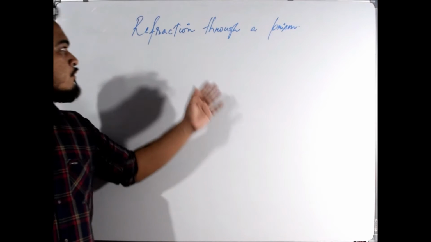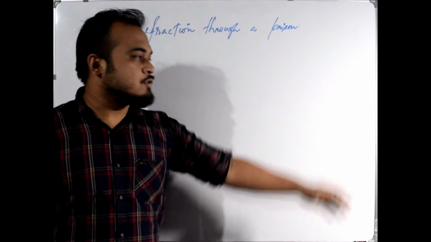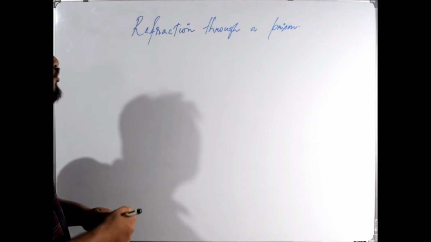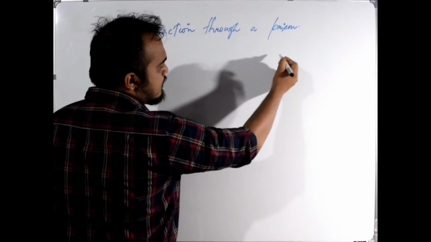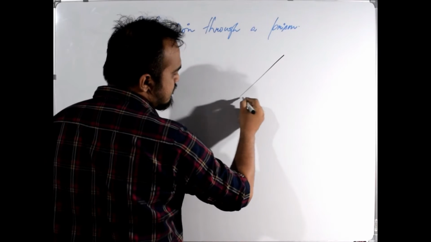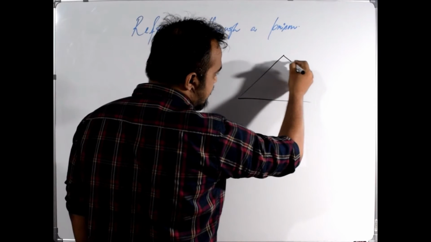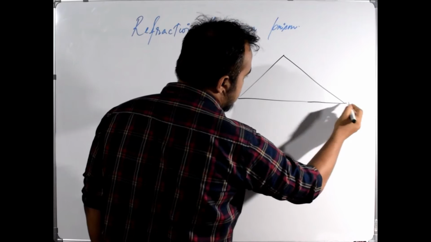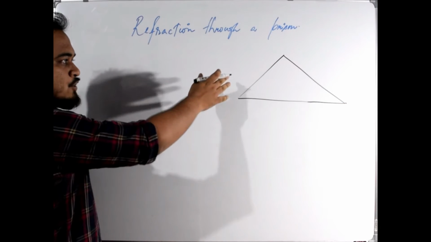Hello everyone. So today we are going to discuss the topic refraction through a prism. In this topic, we will see the angle of deviation. We will derive the equation for the angle of deviation and minimum deviation. So let us take the transverse section of the prism.